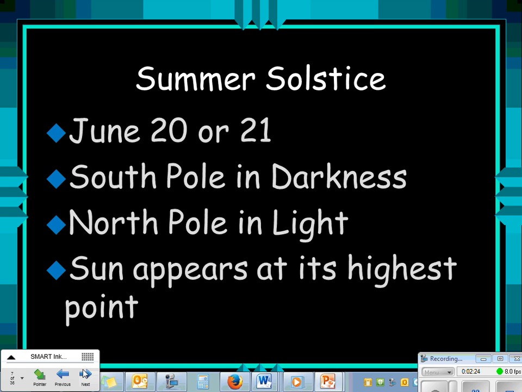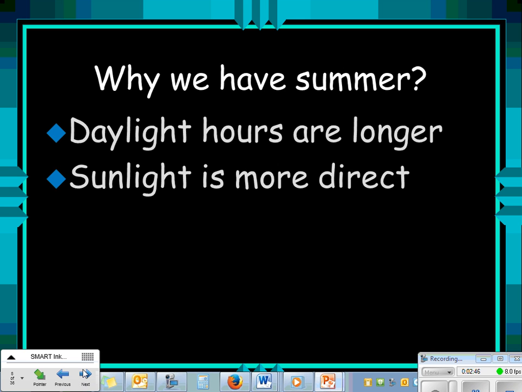The summer solstice happens in June after we get out of school on the 20th or 21st. The South Pole is in total darkness because it's pointed away from the sun. The North Pole gets 24 hours of daylight because it's pointed towards the sun. And the sun appears at its highest point, again, because we in the northern hemisphere see it as being pointed towards us at that time.